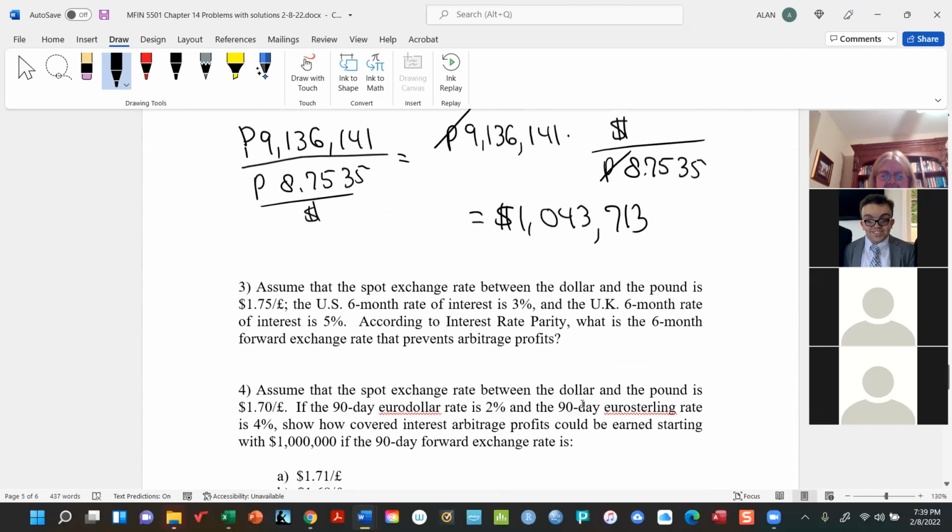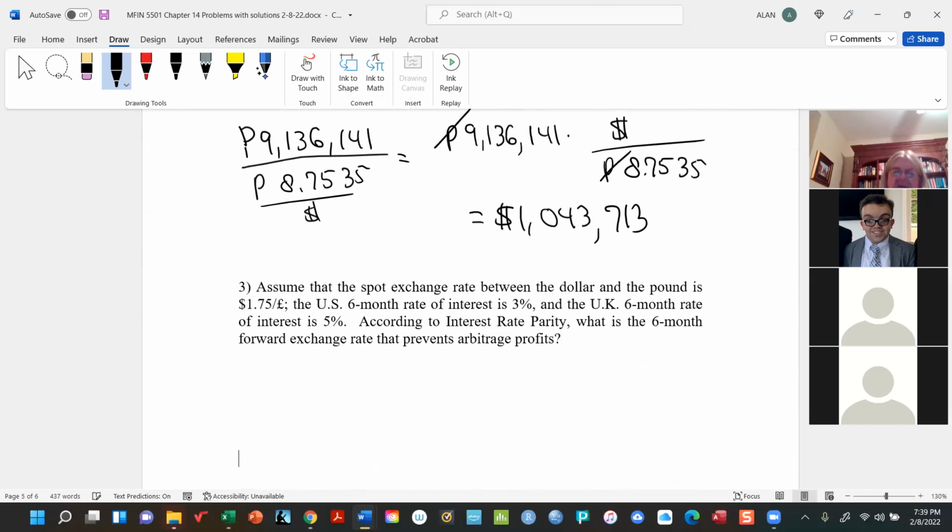This is a straightforward one. The spot exchange rate between the dollar and the pound is 1.75. Fine. We also know that the US 6-month rate of interest is 3% and the UK 6-month rate is 5%. So we can label these. E is 1.75. US rate is R, 6 months. UK, R star, 6 months. Now, it's 5%.